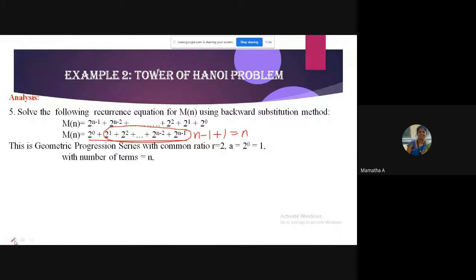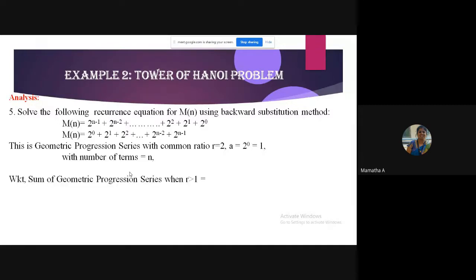Now to find the sum of such a geometric series, there is a common formula. What is the common formula? You remember, you tell, otherwise no problem. What is the formula for finding the sum of a geometric series where r is greater than 1? There are two formulas: r less than 1 and r greater than 1. What is the formula for r greater than 1? Students, quickly. I have a class at 12:30. A power n by r minus 1.